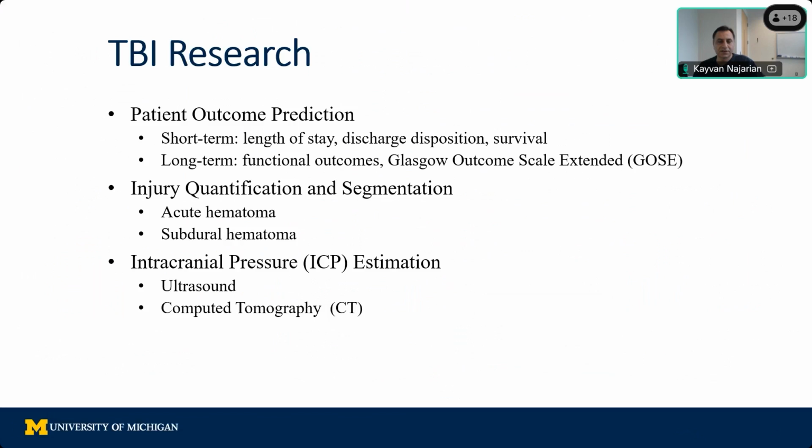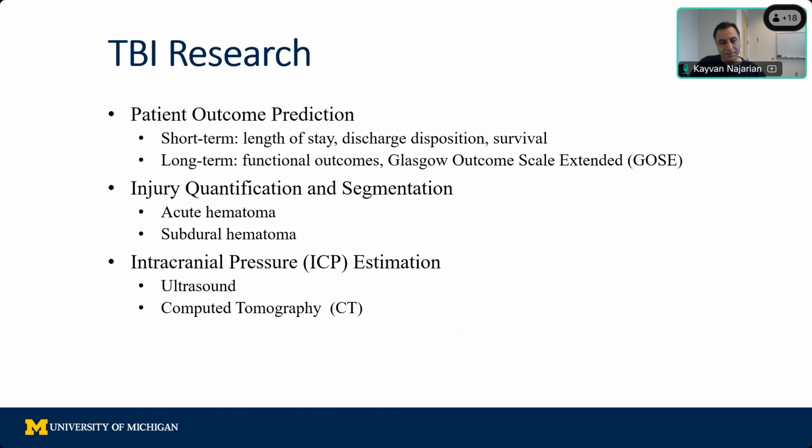So with that introduction, I want to tell you a little bit about our research on TBI. I have divided our work in the field into three different categories. One is patient outcome prediction, which focuses on using artificial intelligence for estimation of short-term and long-term impact of TBI on people. Then designing AI solutions to identify and quantify the injury and segment abnormalities in images.